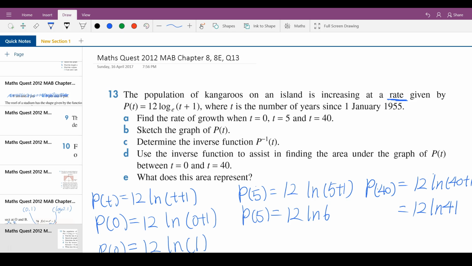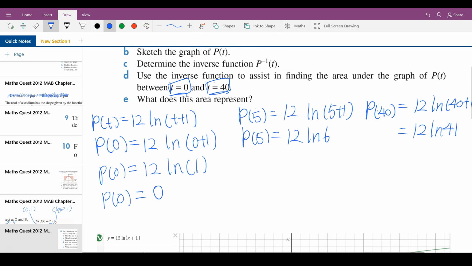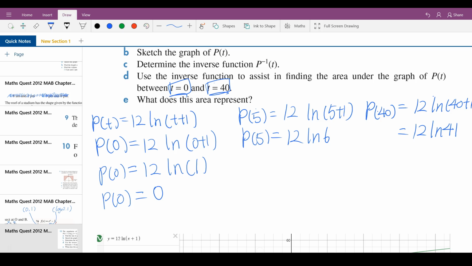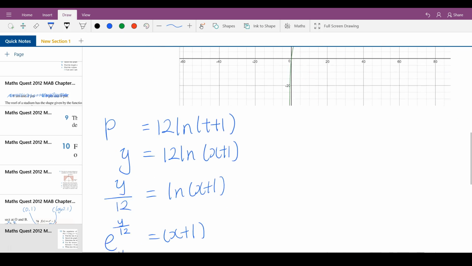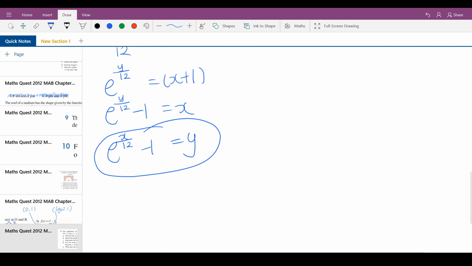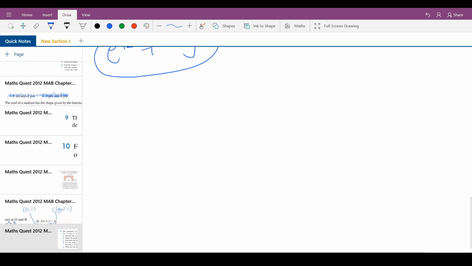Use the inverse function to assist in finding the area under the graph of p as a function of t between t equal to 0 and t equal to 40. So we've got our two domain values here, t equal to 10 and t equal to 40. They said use the inverse function, so let me graph the inverse function on the same Cartesian plane and see if that helps us.